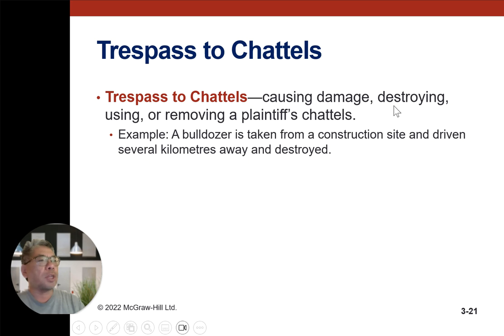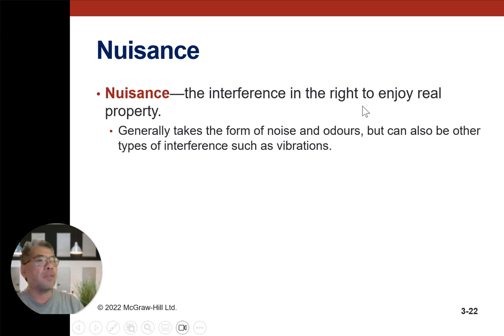Trespass to chattel: causing damage to, destroying, using, or removing the plaintiff's chattel. Example: a bulldozer is taken from a construction site, driven away, and destroyed. That is an example of trespass to chattel. Nuisance is intentionally interfering with the right to enjoy real property. Generally it takes the form of noise and odors, but can also occur in other instances such as vibrations. Okay, noise is a good example. If you create a lot of noise, a party or loud music, that's creating a big nuisance.